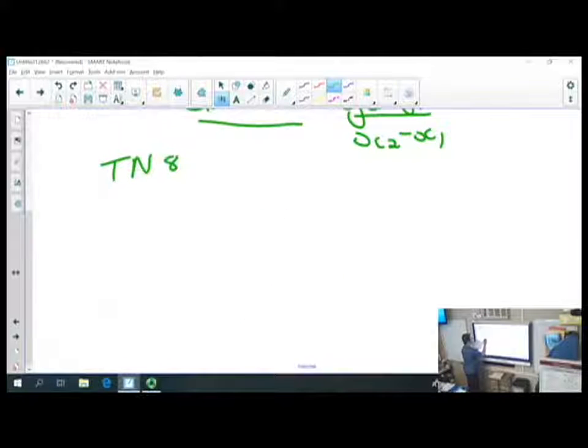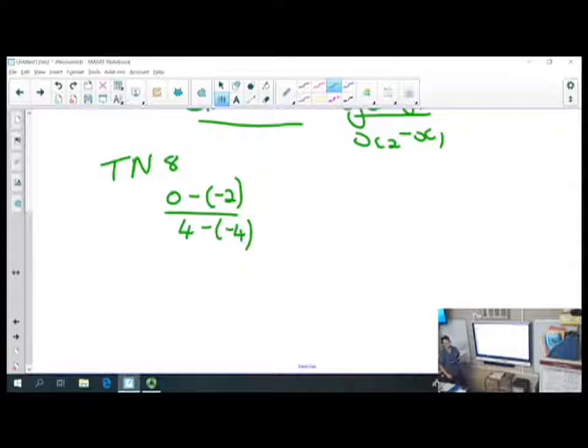So the first one, EF, is then going to be 0 minus negative 2 over 4 minus negative 4. Look at my signs. If you go wrong there, if you don't substitute in brackets, you're definitely going to get wrong answers.